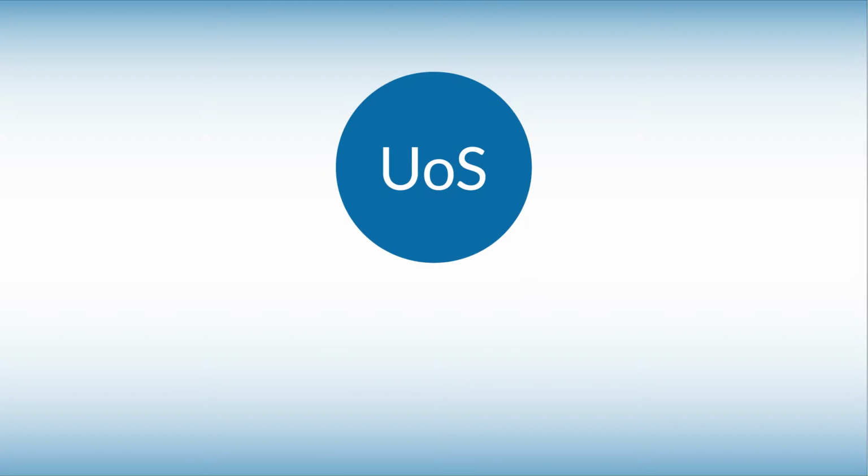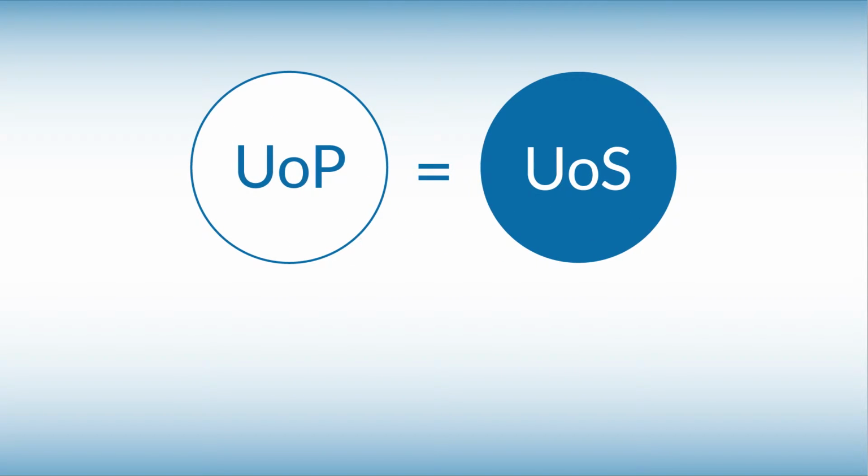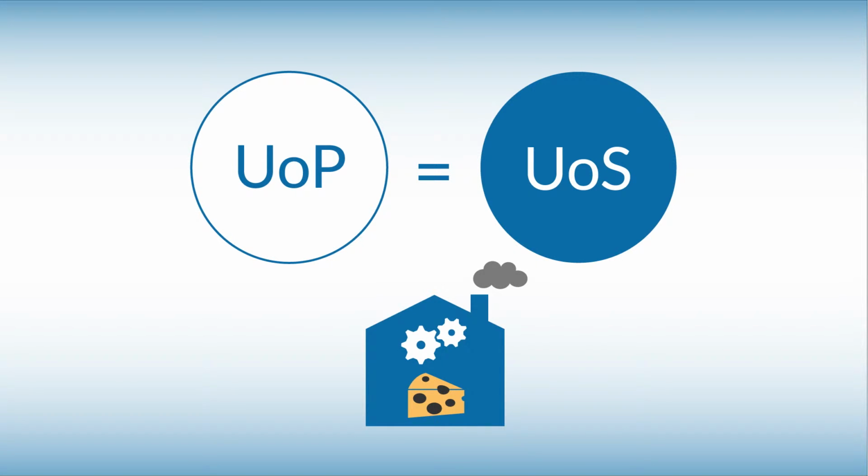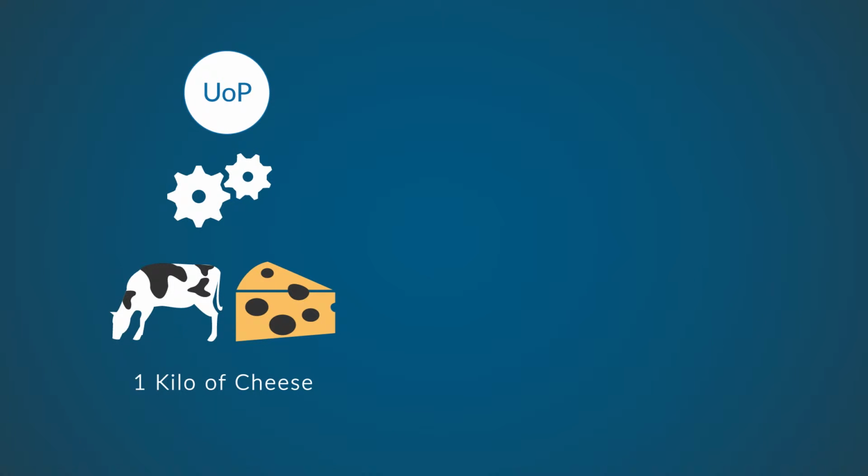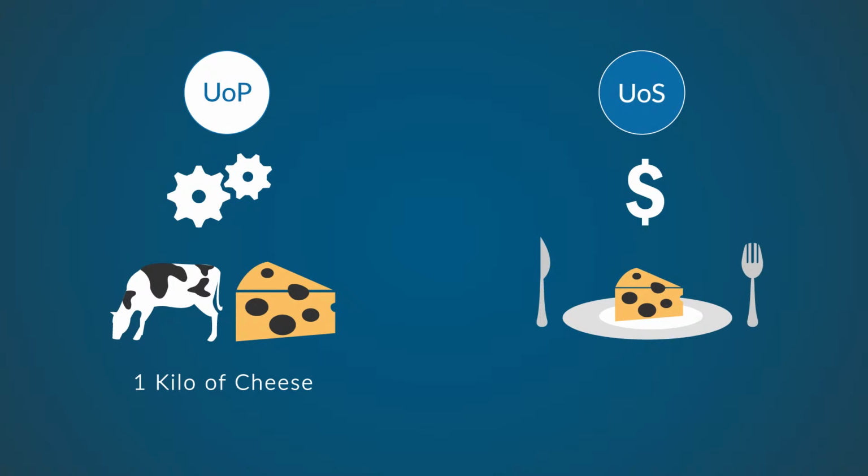If the unit of sale is the same as the unit of production, as might well be the case in a factory producing cheese, then remember, if the unit of production is a kilo of cheese, the number of units of sale per unit production must be 1 or less. You cannot sell more than 1 kilo of cheese for each kilo you make.